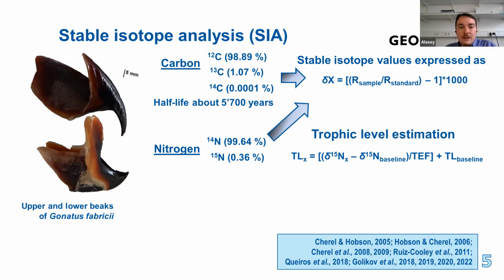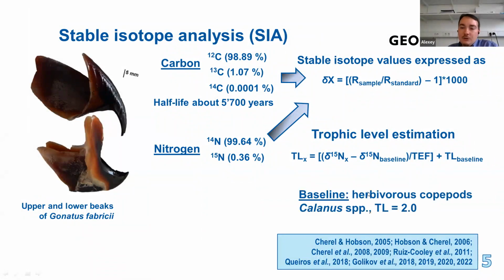So the basis here is an assumption that at each next trophic level there is a trophic enrichment factor, a so-called step between trophic levels, by which nitrogen stable isotope accumulates and increases. And then there is the baseline relative to which we estimate this. As a baseline in the Arctic, we usually use herbivorous copepods, Calanus. The herbivores are trophic level 2, phytoplankton trophic level 1, Calanus trophic level 2, and we apply this to the equation.